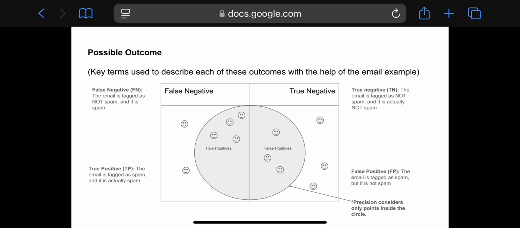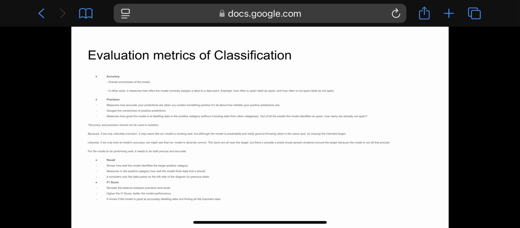These are the key terms used to describe each of the possible outcomes, with the help of the email example we just talked about. The false negative, FN, is where the email is tagged as not spam and it is spam. Then we have the true positive, TP: the email is tagged as spam and it is actually spam. On the other side we have the true negative, TN: the email is tagged as not spam and it is actually not spam. And the false positive, FP: the email is tagged as spam but it is not spam. Precision, which is an evaluation metric, considers only the points inside the circle, so it looks at the true positives and the false positives. Now, the evaluation metrics for classification.